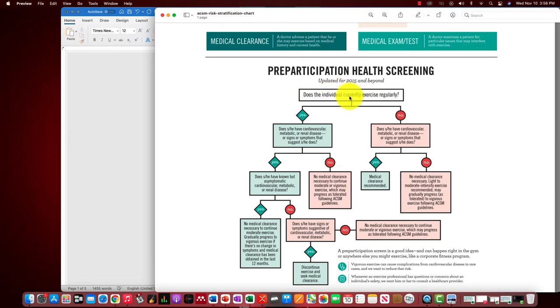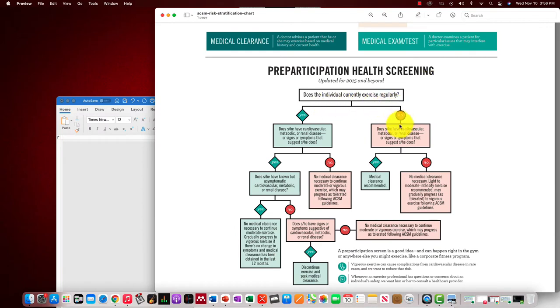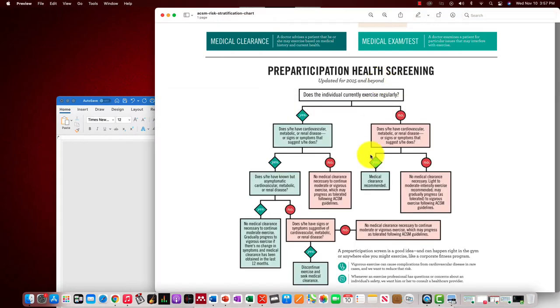Okay, does the individual currently exercise? Yes or no? Well, based upon what I told you here, she's really not exercising much, right? So I'm going to follow this no path, okay? And then I'm going to read this. Does he or she have cardiovascular, metabolic, or renal disease, or signs or symptoms that suggest she does? Well, you look at all of this here and you tell me, right? And if you think it's yes, she needs medical clearance before she comes and exercises with you. If you think no, she doesn't need it, then move to the next section.